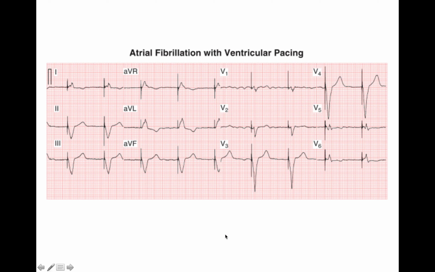Here's an example of ventricular only pacing. So here, the person has atrial fibrillation in the background, and you only see ventricular pacing spikes. So after every spike, there is a QRS.